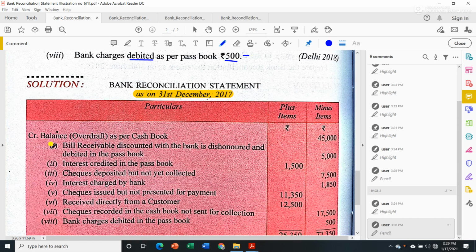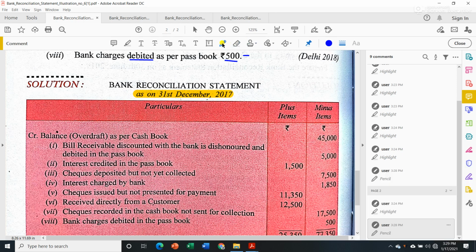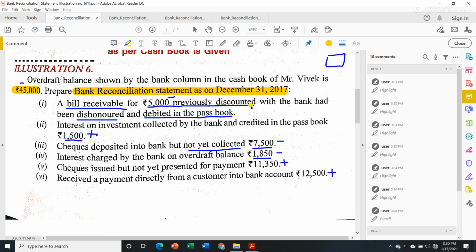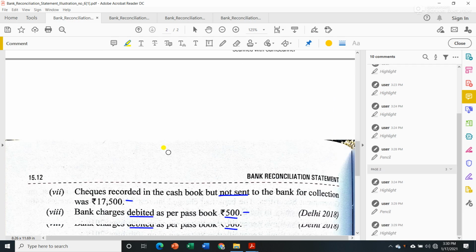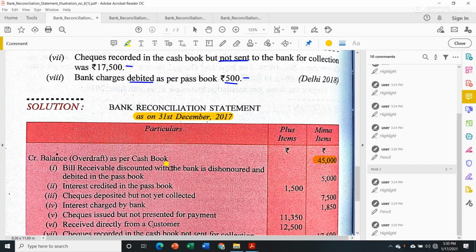Okay, now let's see. First we have credit balance or overdraft balance as per cash book. Since it is an unfavorable balance as per cash book, we will write it on the credit side, minus sign. Okay, minus items. Then next our Roman number 1 was bill receivable for 5,000 previously discounted, so we were supposed to write it in the minus item. So at the start we will write the heading, bill receivable discounted, and since we are supposed to write this in the minus column, we will write minus 5,000 here.